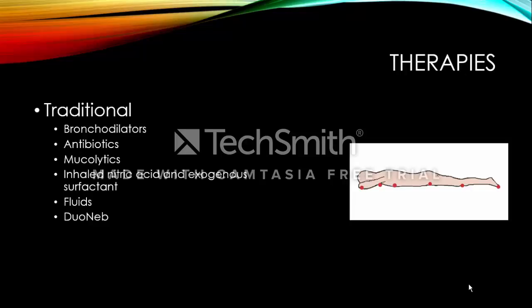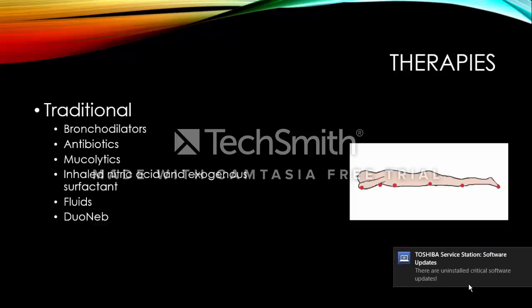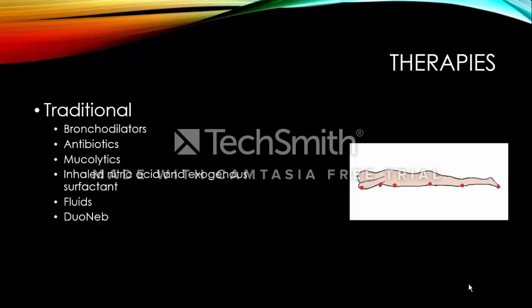Traditional therapies include bronchodilators, and bronchodilators will open or dilate the airway, making it easier for the client to breathe. Antibiotics can be given if an underlying cause is infectious. Mucolytics are given to break up any secretions that may be blocking the airway. A combination I found interesting was inhaled nitric acid and exogenous surfactant. Inhaled nitric acid vasodilates, and exogenous surfactant decreases alveolar surface tension.